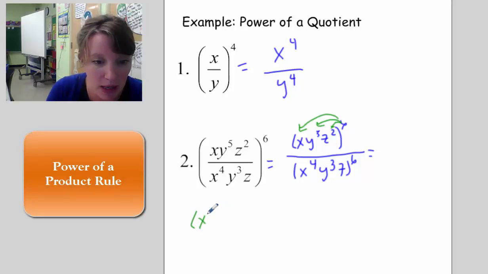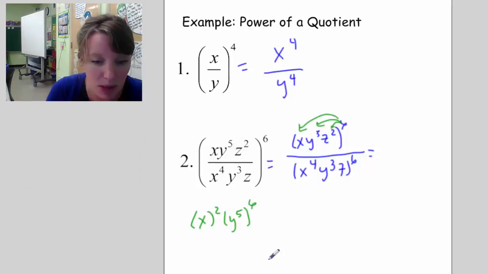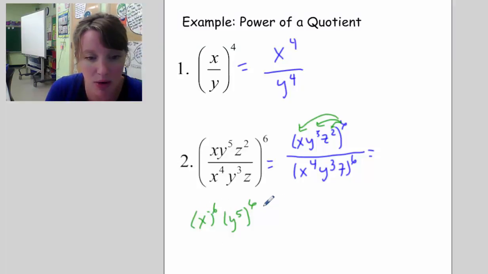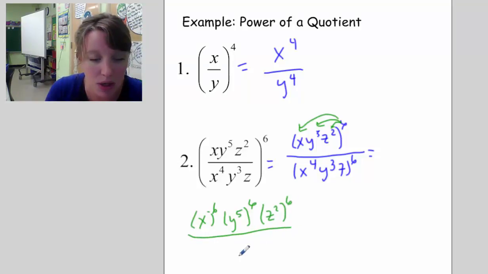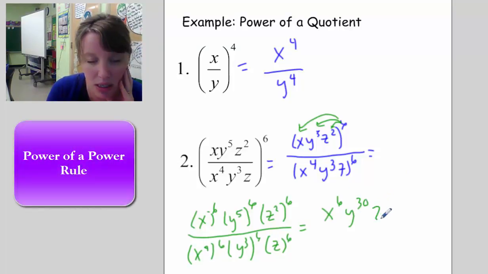So we have x squared y to the 5th. Oops, x should be to the 6th power. X to the 6th power, y to the 5th to the 6th power, z squared to the 6th power, all over x to the 4th to the 6th power, y to the 3rd to the 6th power, and z to the 6th power. Okay, so let's simplify this. We have x to the 6th power, y to the 30th, z to the 12th.